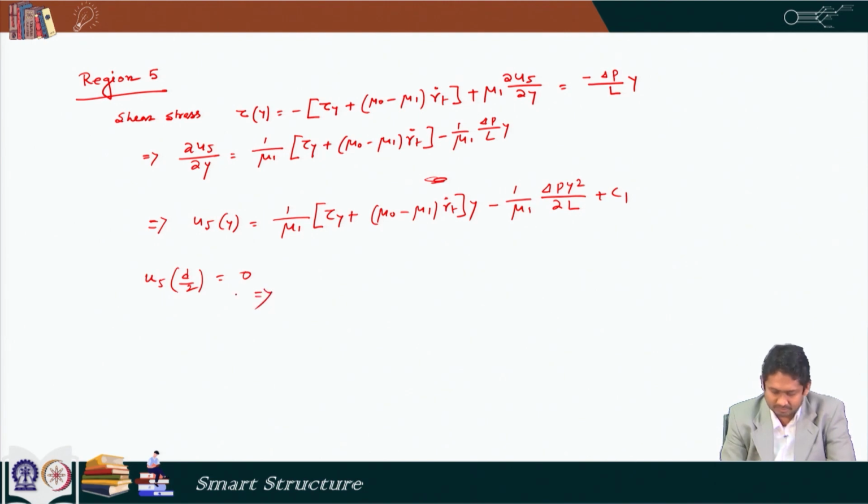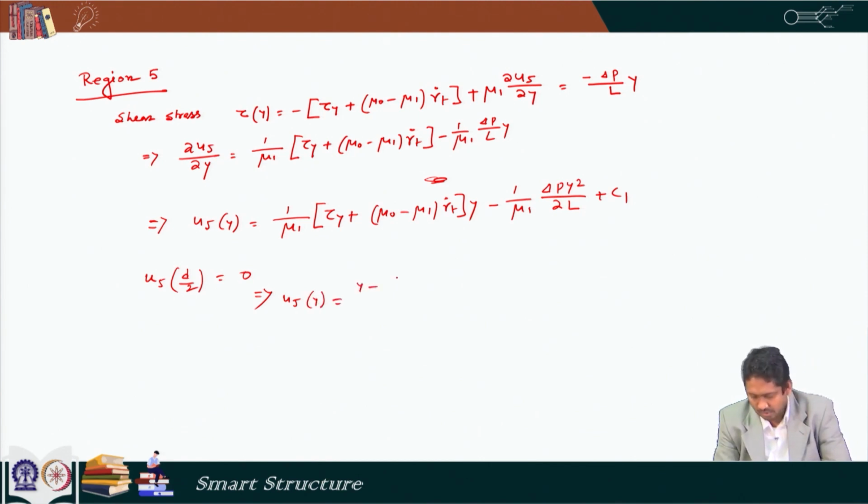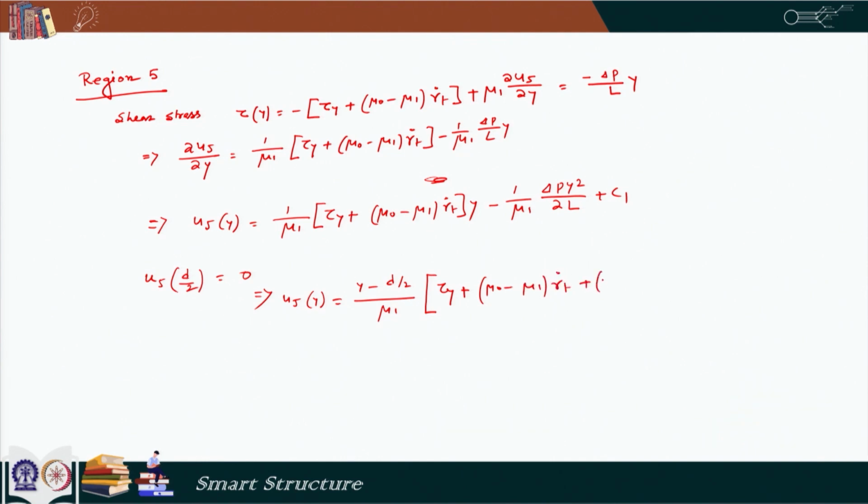Now, we need to evaluate the constant, and that we can do because we know that at the upper plate, which means at y equal to d by 2, u 5 is 0. So, if we put this boundary condition here, then finally, we can evaluate our C 1, and the final expression that we get is y minus d by 2 divided by mu 1 multiplied by tau y plus mu 0 minus mu 1 gamma t dot, plus y plus d by 2 multiplied by minus delta p by 2 L. So, this is our velocity profile in region 5.